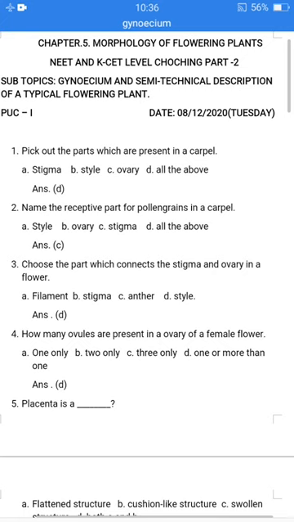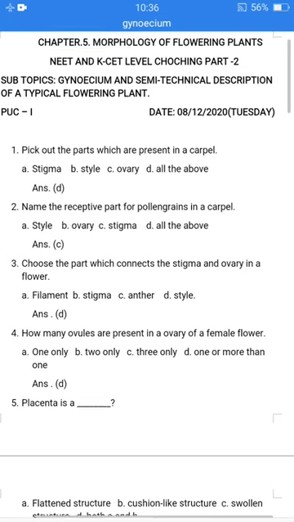Now, they asked a connecting part between stigma and ovary. Obviously, stigma and ovary are present in a female flower, right? So, this stigma and ovary are connected by a long tubular structure. It is nothing but style. So, the correct option is option D. This is a very important question for a very important concept, even for competitive examinations.